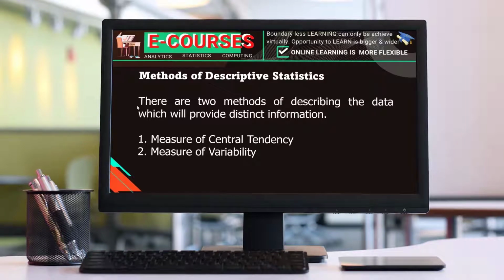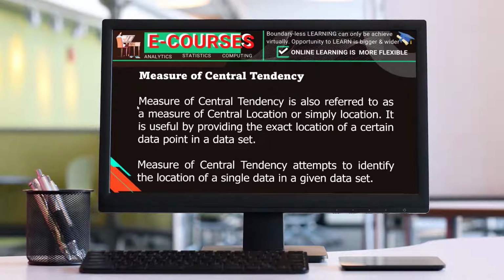Alright, so as I mentioned also in the first part, there are two methods of describing data. Alright, so these are the measure of central tendency and the measure of the variability. Alright, so the measure of central tendency is also referred to as a measure of central location or simply location. It is useful by providing the exact location of a certain data point in a data set. Measure of central tendency attempts to identify the location of a single data in a given data set.